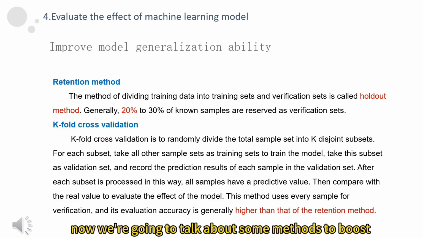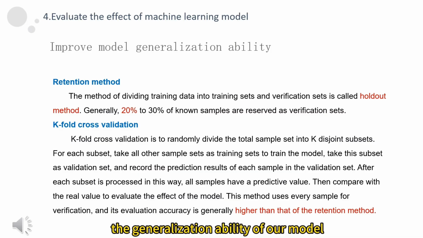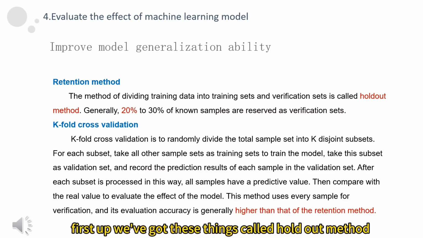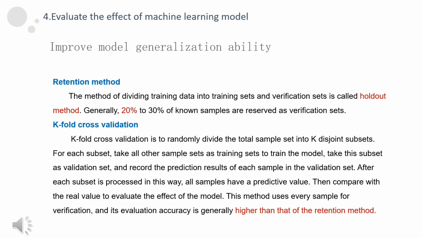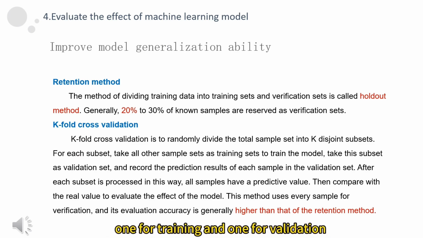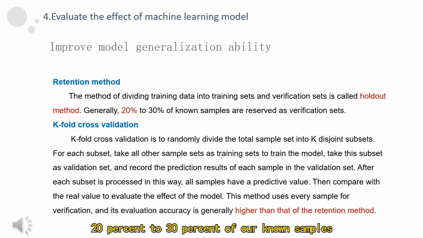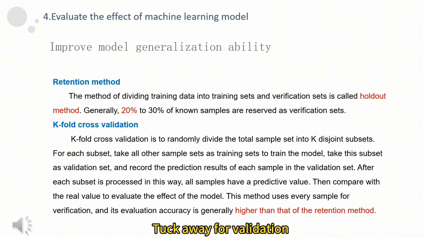Now we're going to talk about some methods to boost the generalization ability of our model. First up, we've got the holdout method. What we do is split our training data into two sets: one for training and one for validation. Typically, we keep around 20% to 30% of our known samples tucked away for validation.